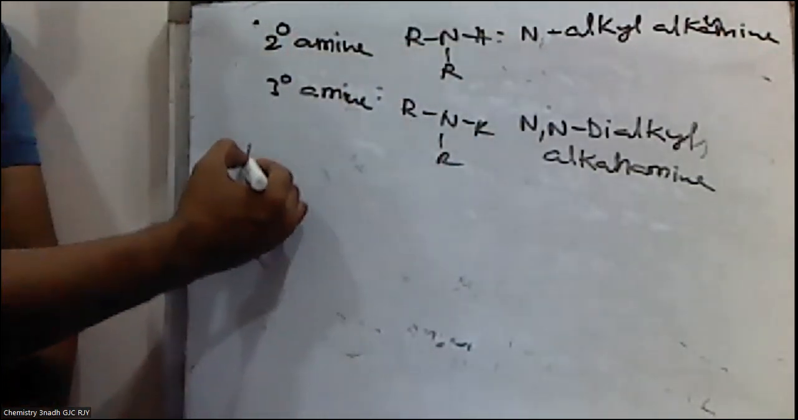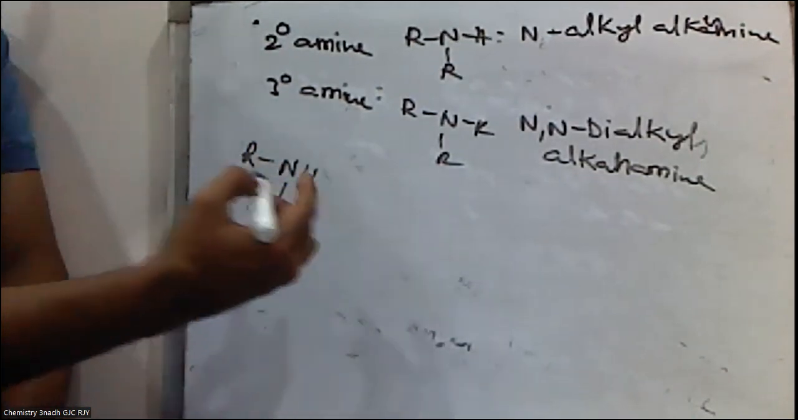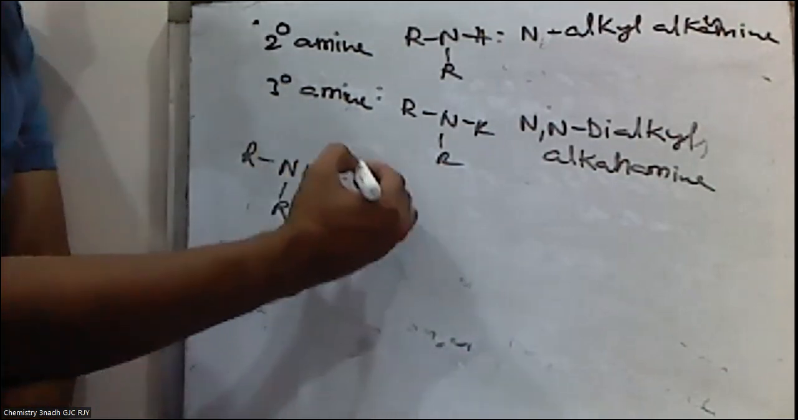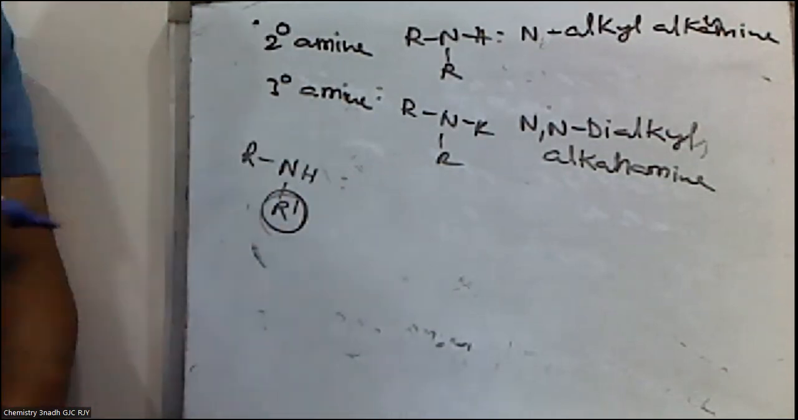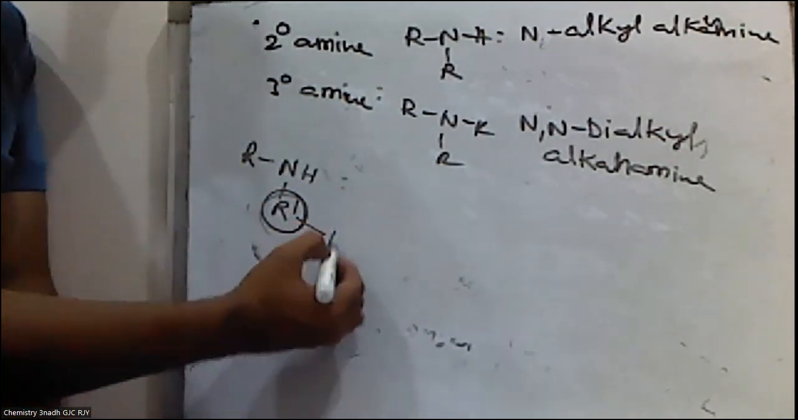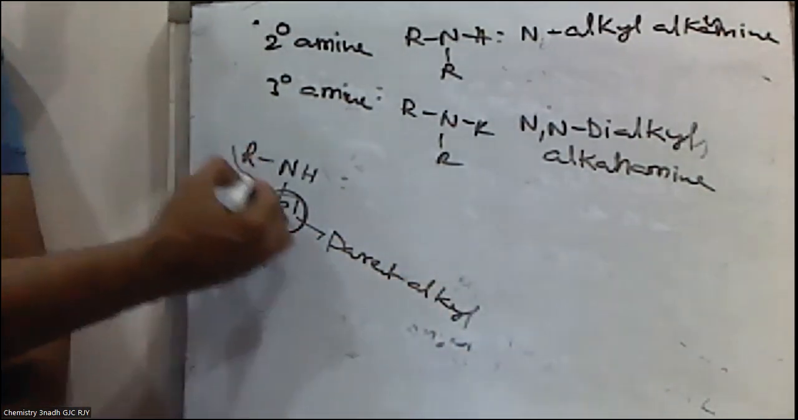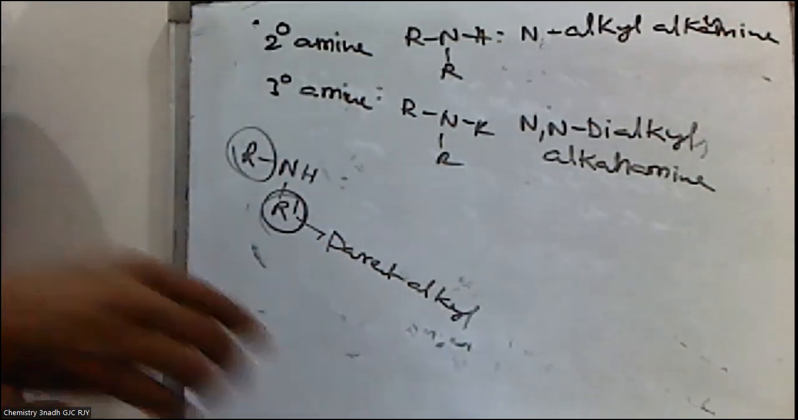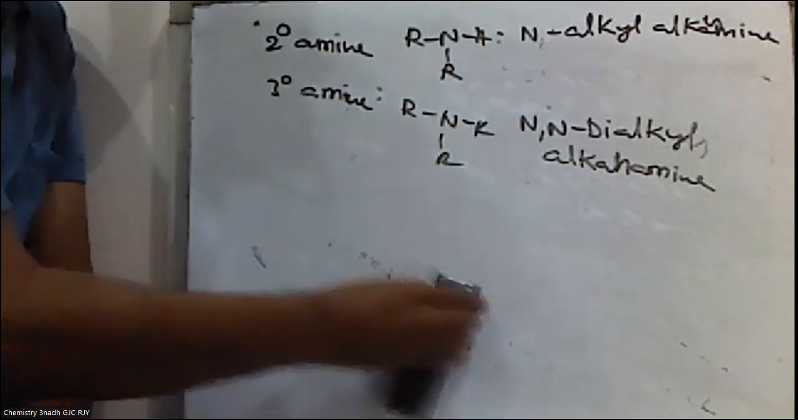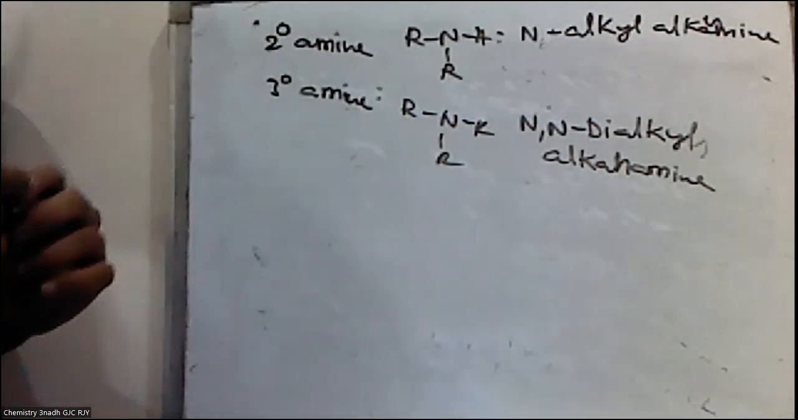If two different alkyl groups are present, then the longest chain should be taken as the parent alkyl group, and the second alkyl group should be written as a prefix. Let me take a few more examples to understand this naming of secondary and tertiary amines.